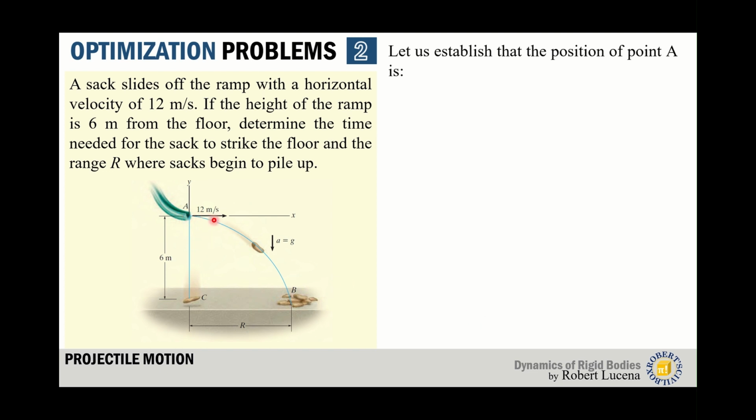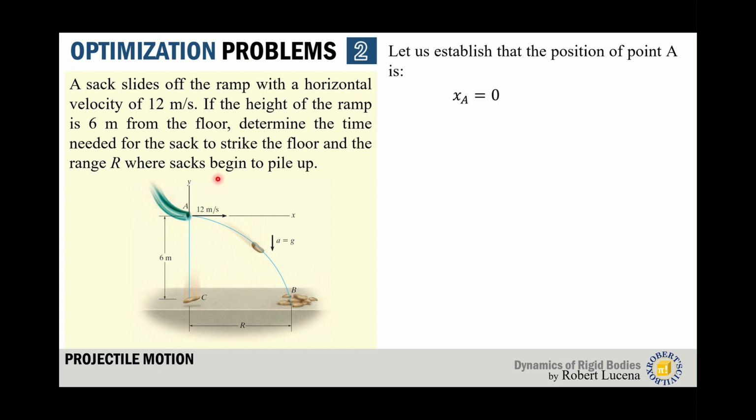So the first thing we do is we draw the projectile. So from point A to point B. Since the sack slides off the ramp, that means this is the highest point of the projectile. It has an initial velocity of 12 meters per second to the right. So this 12 meters per second will be constant throughout the flight. The variable will be the y component velocity. This time, the y component velocity is 0, but because of the acceleration due to gravity that is negative, it will add and add and add a negative value of velocity to the sack.